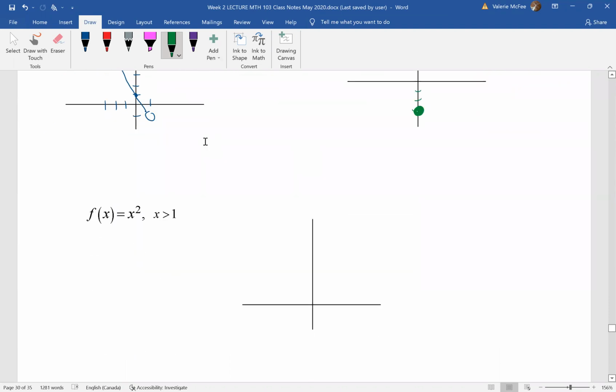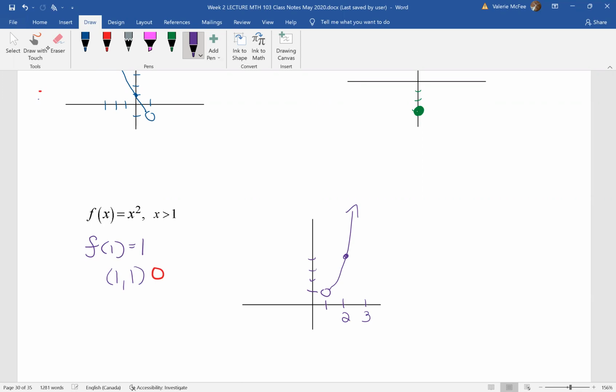Find the endpoints and graph the last piece. The endpoint for this piece, you found the f of 1. You're going to use an open circle at 1, 1. And this is the graph greater than 1, so we're going to x equals 2 and 3. And we know if we substitute x equals 2, we're going to be at 4. If we substitute 3, we'll be at 9. This is a parabola, not a straight line.